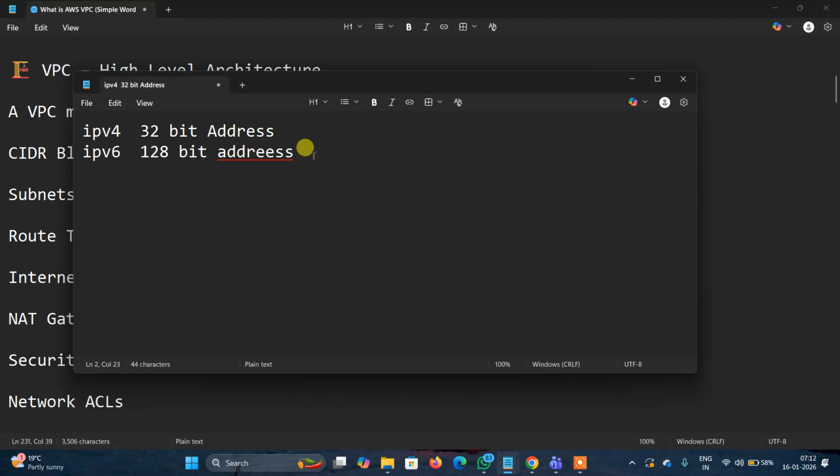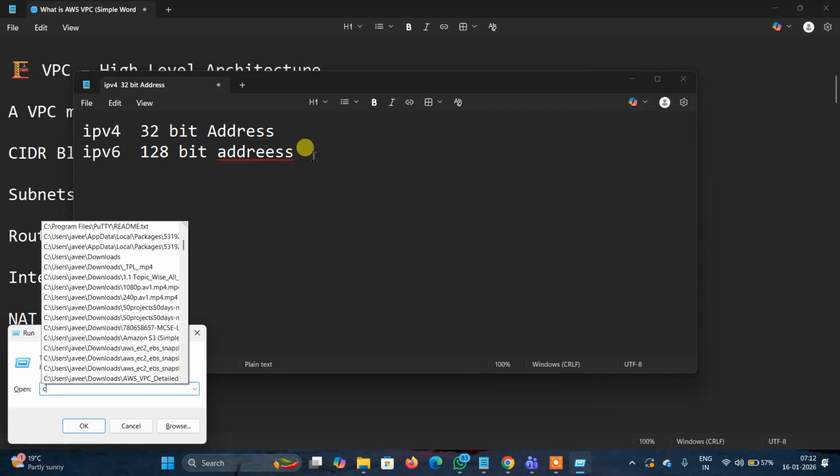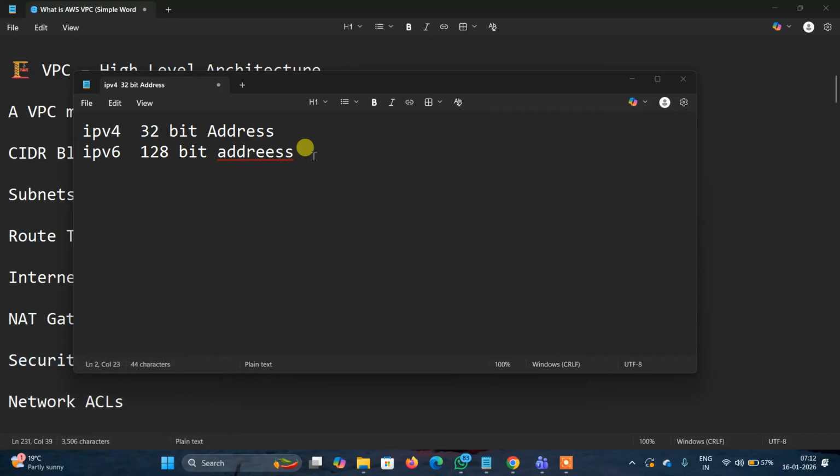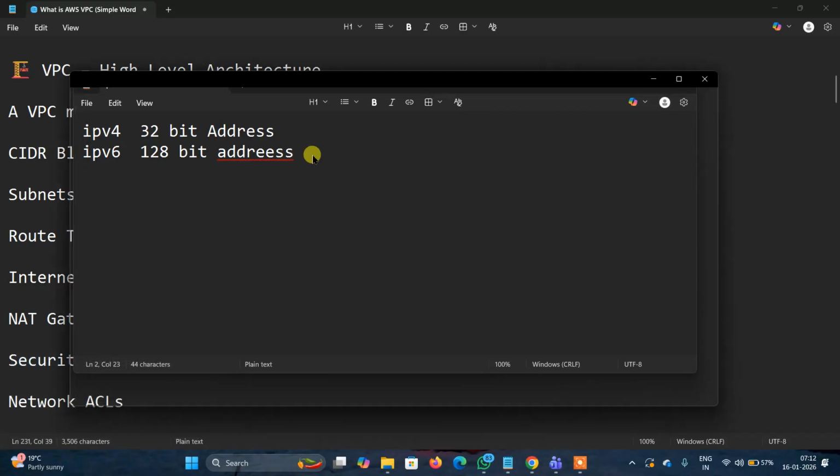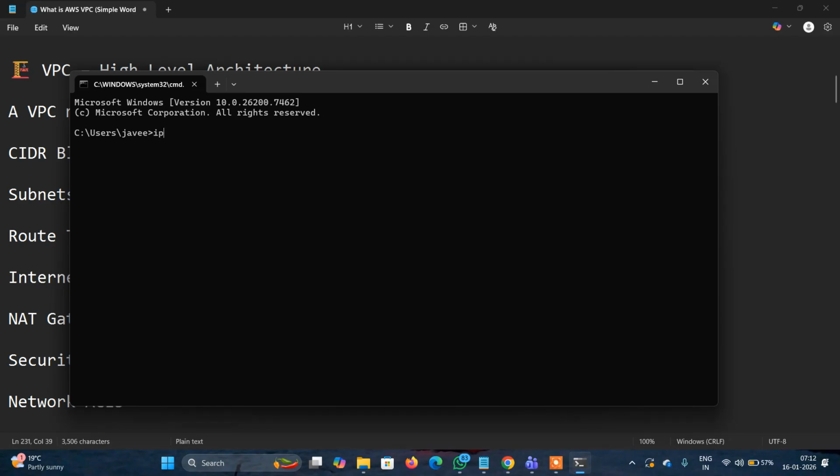If you go to the command prompt, to know the IP address on a Mac, we need to type ifconfig. If you are using a Windows computer, we need to type ipconfig. You want to know the IP address of your computer? Just type ipconfig in Windows. If you are using Linux or a Mac operating system, then we need to hit ifconfig.